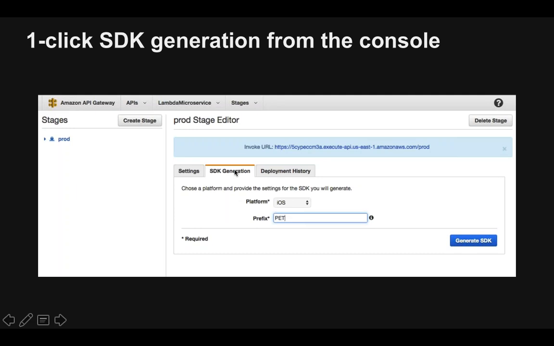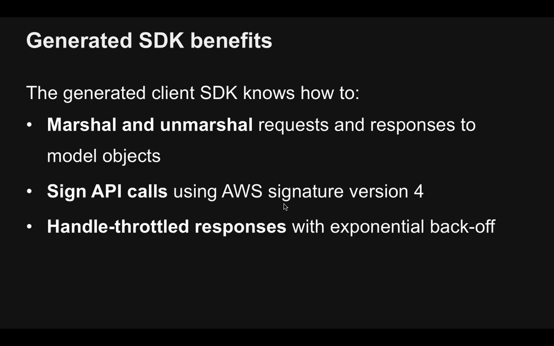To use this, we go into the SDK generation field in the API console. Now that generated SDK is model aware. So if you've defined your model like we have, it'll automatically marshal and unmarshal requests to objects in the language that you've chosen. So dealing with model objects becomes pretty easy.